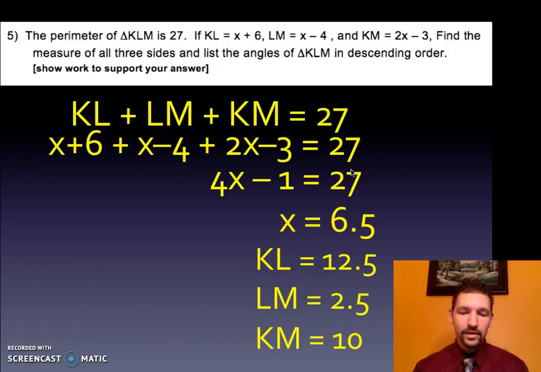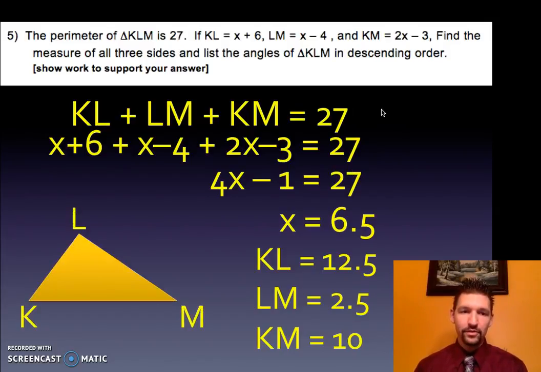The second question is talking about listing the angles in descending order. So for this, it'd be really good to have a picture. So if you draw a picture of triangle KLM, it might not be accurate to scale. So you just need your 3 vertices, and then we're going to put the side lengths on. So we'll put KL, LM, and KM on. And now we can figure out, okay, what's our biggest angle, what's our smallest angle, and we want to go in descending order. Descending order means going from the biggest down to the smallest.